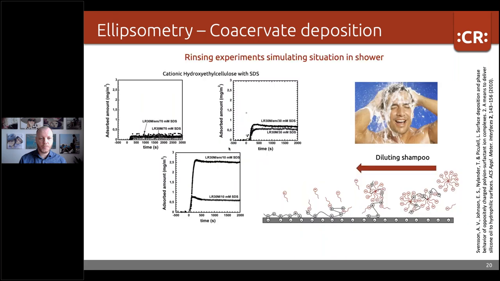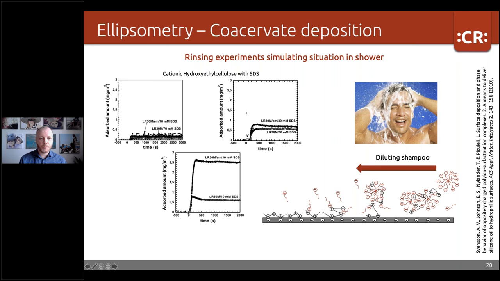Then I have an example from the literature, and that's actually the more true way of doing how it works with a shampoo. So we start with a shampoo formulation with a high surfactant to polymer ratio, and then we add that to the cuvette in the ellipsometer. And as I said, at this mixing ratio, the complexes are soluble, so nothing really adsorbs to the surface. So that's why you only see a baseline here at first.